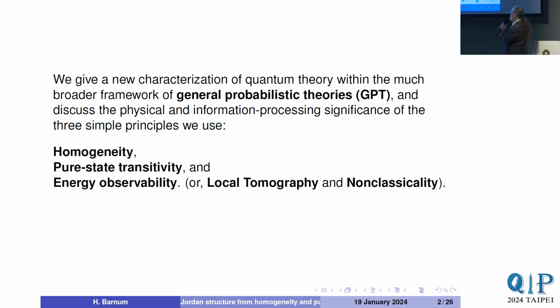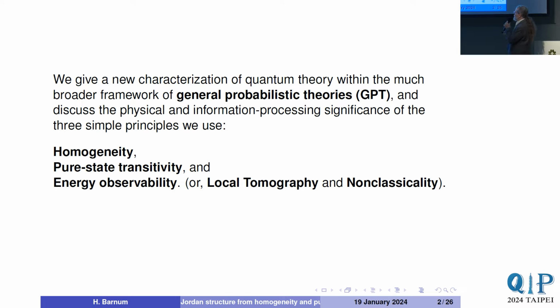The principles we're going to use are homogeneity, which basically in information theoretic terms says that the probabilistically reversible transformations of a system act transitively on the strictly positive states, so the interior of the state space. And the boundary is measure zero, so in some sense, up to experimental error, all the information is in the structure of the interior. We also have pure state transitivity, so the reversible transformations, deterministically reversible, can take any pure state to any other pure state.